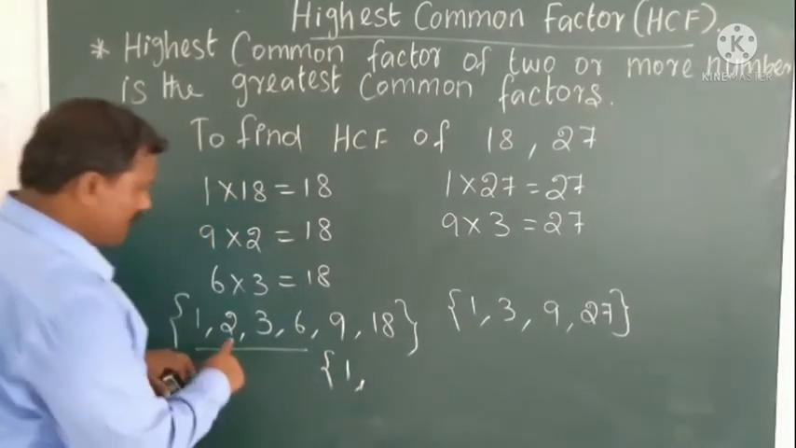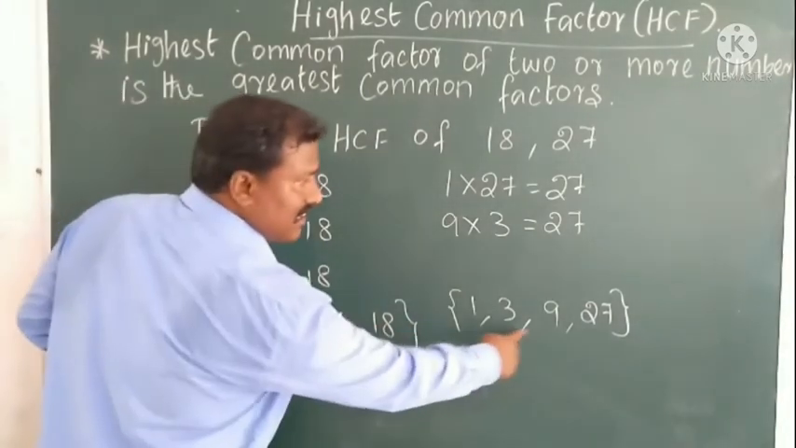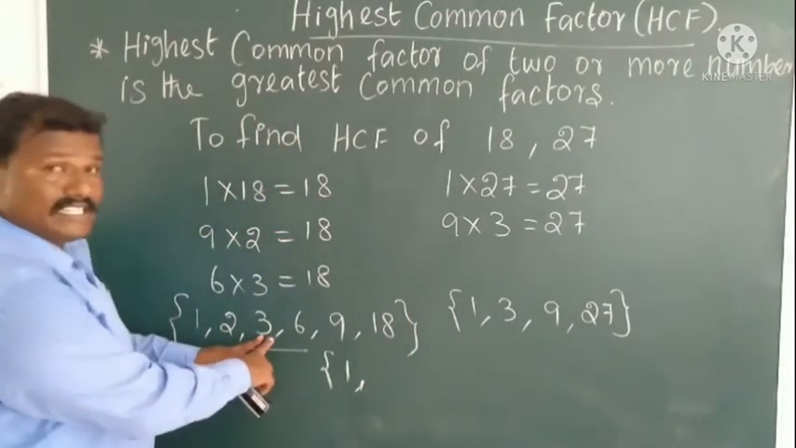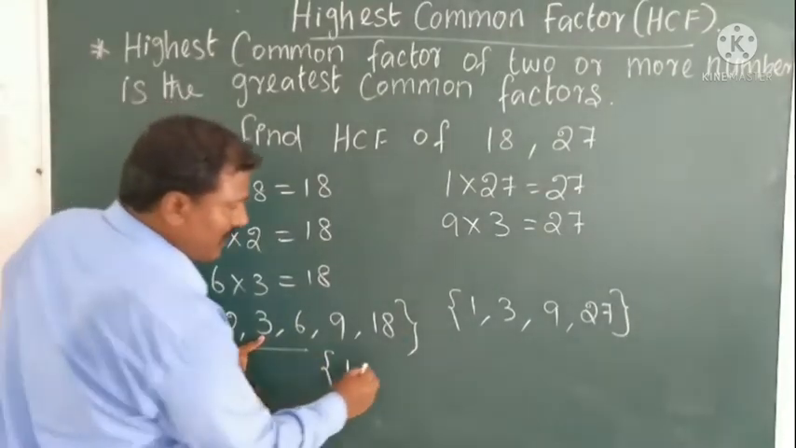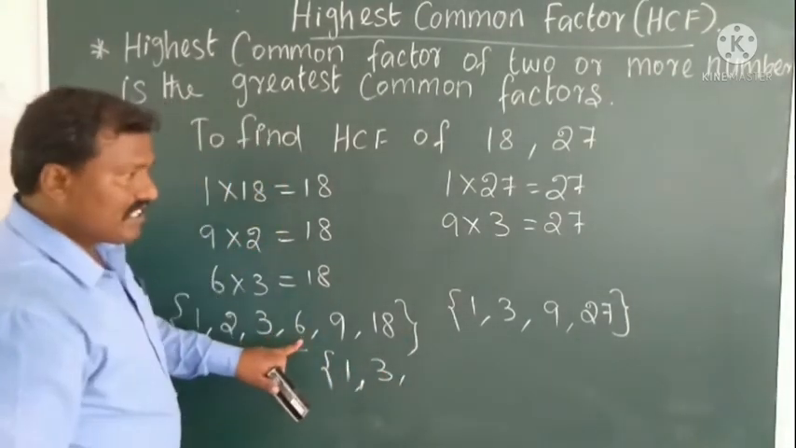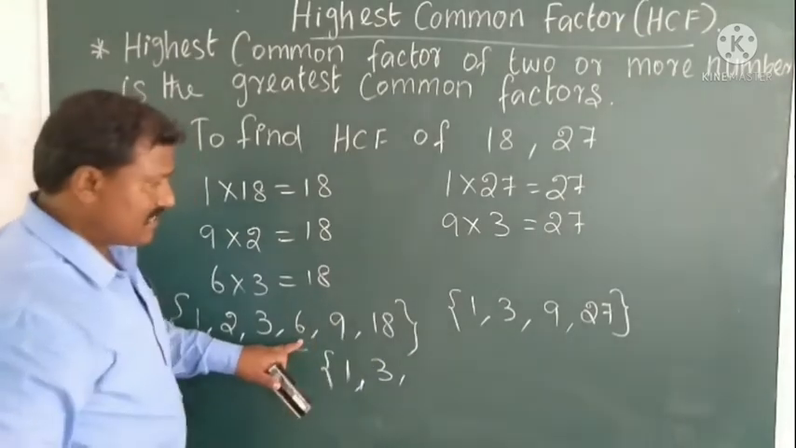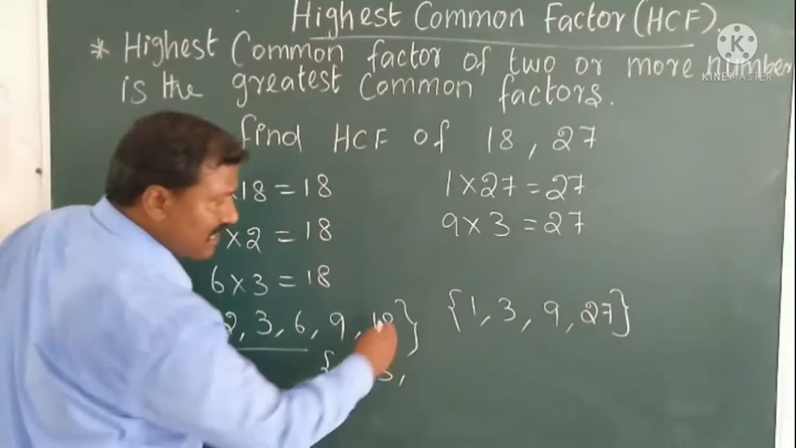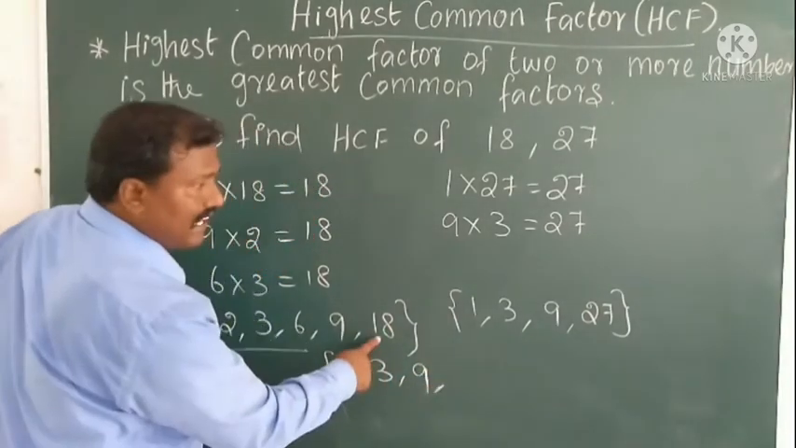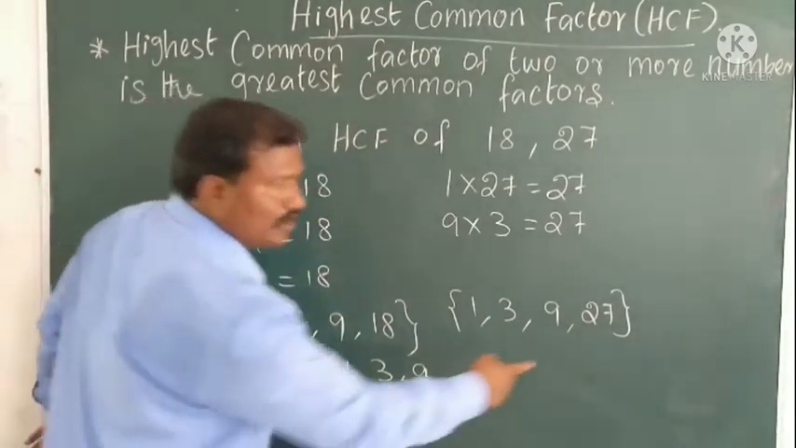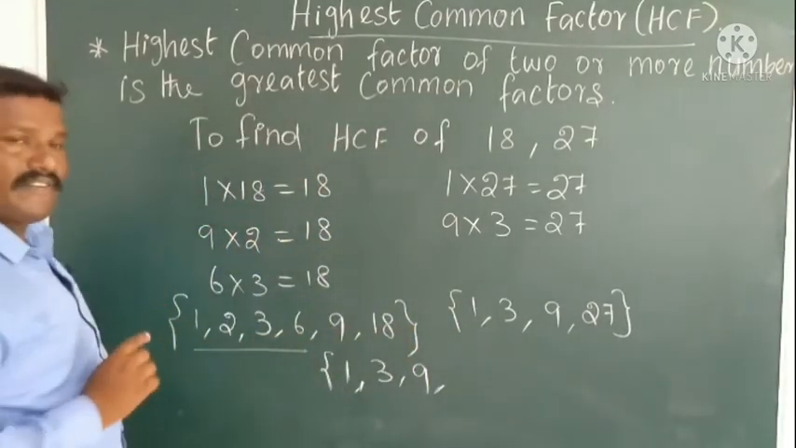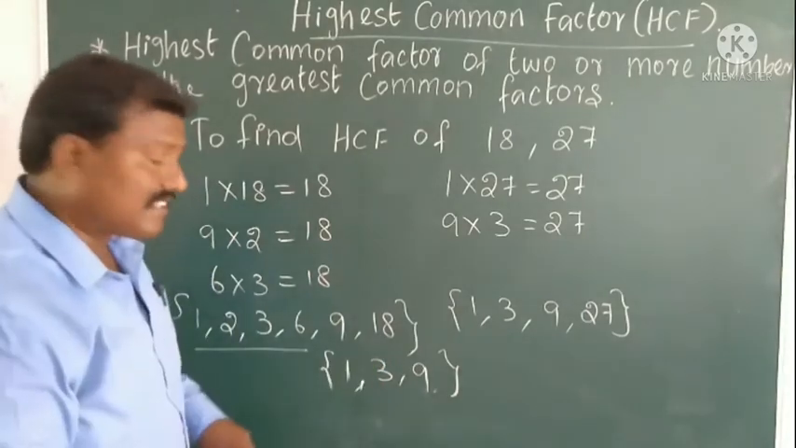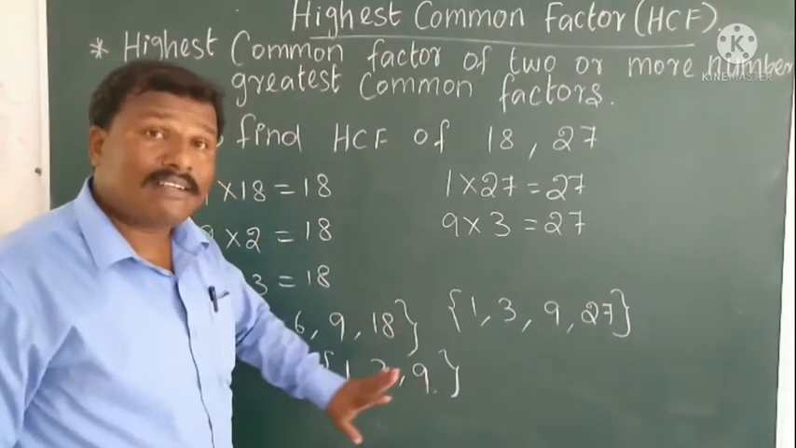Then 2 is available here, but there is no 2 there, so it's not a common factor. 3 is here and also there, so 3 is a common factor. 6, there is no 6. 9 is available here and also there, so it's a common factor. Then 18, there is no 18. 27 is there, but here there is no 27. So 1, 3, 9, these are all common factors.